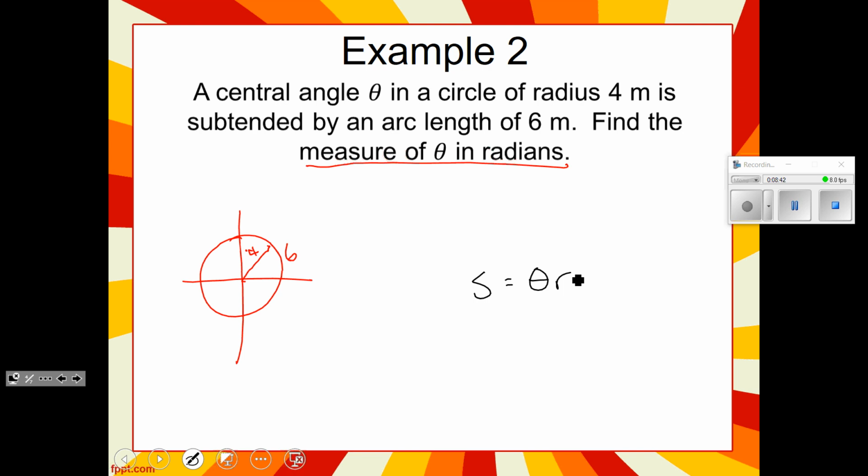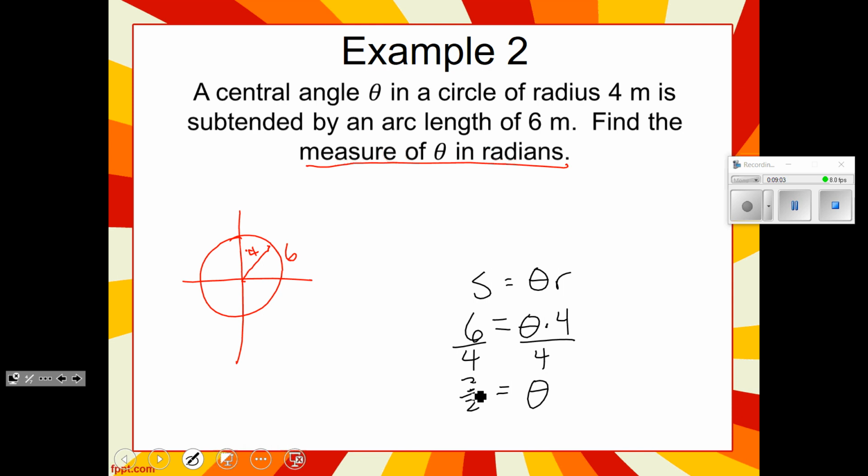So I know my S is what? 6. That's your length. I'm going to solve for theta, and I know my radius is 4. So how would I solve for theta? I'm going to divide by 4, which is going to give me what? 3 over 2, or 1.5.